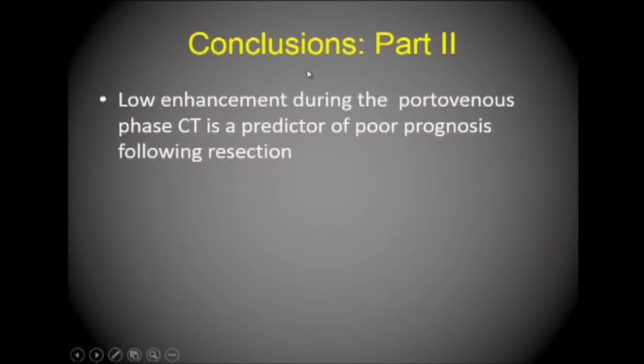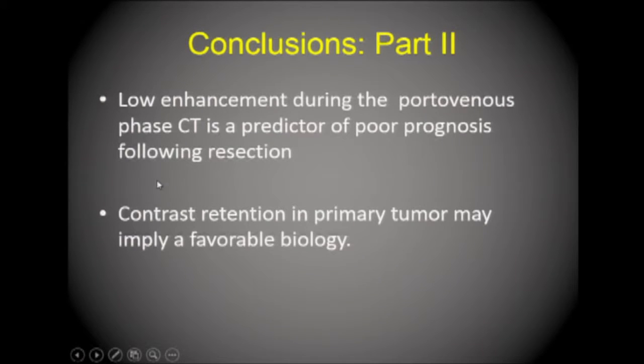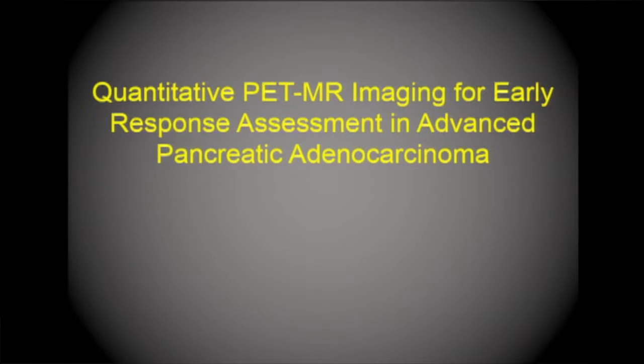So to conclude the second part of the talk, again, I think low enhancement during the portovenous phase is predictive of poor prognosis, and that contrast retention in the primary tumor may imply a favorable biology at that late time point. So this, again, is something that is an indirect measurement of stroma. High stroma may be protective in the setting of primary pancreatic cancer.